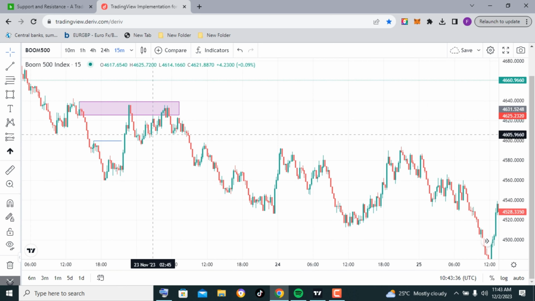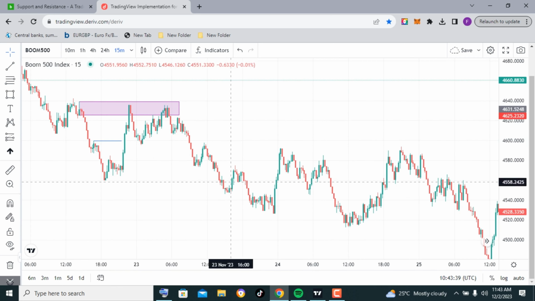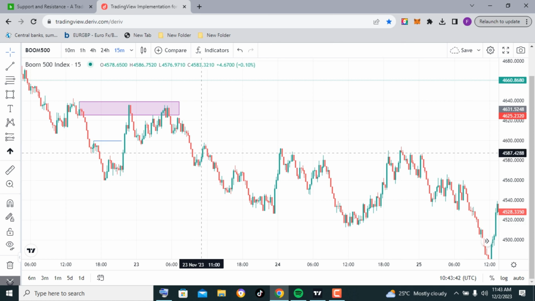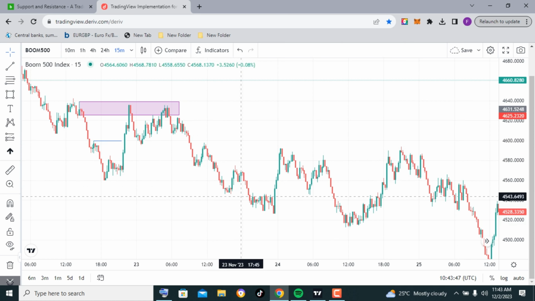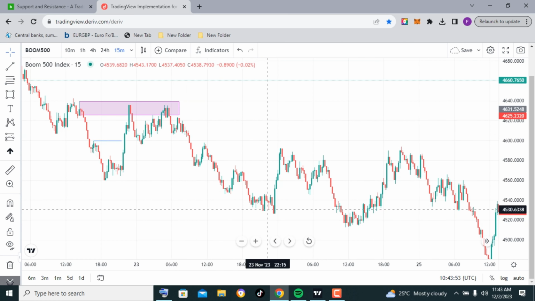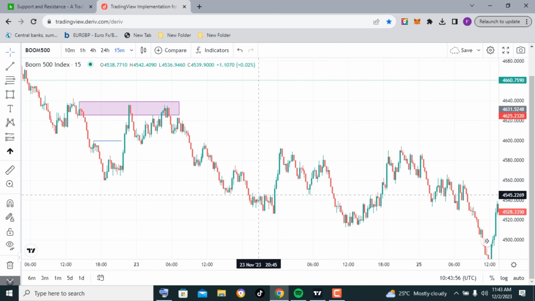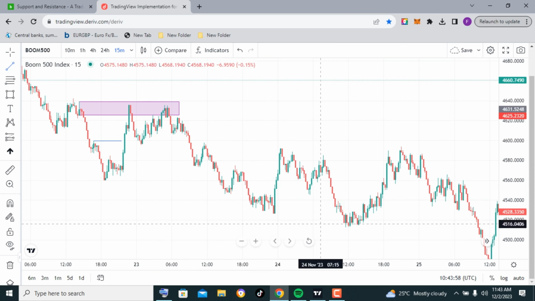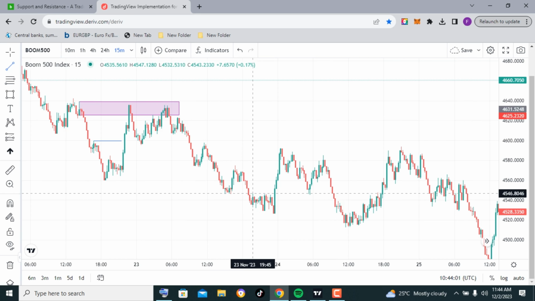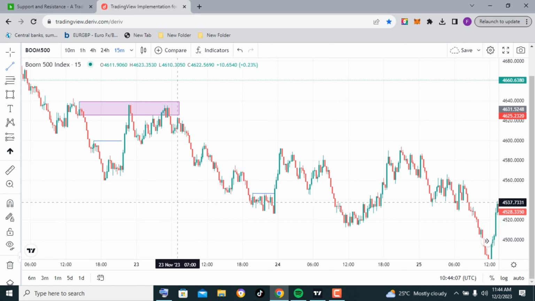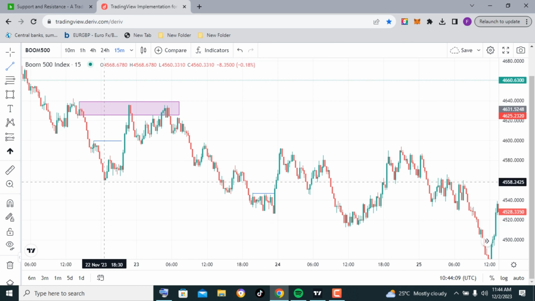After price sold off from here, coming down, price created minor lower lows and lower highs. The first retracement on this leg from here to here will be here. Once price takes out this retracement here, now this break of structure here becomes valid.